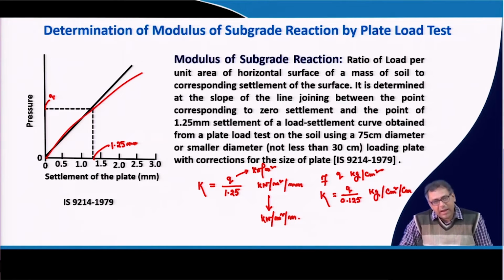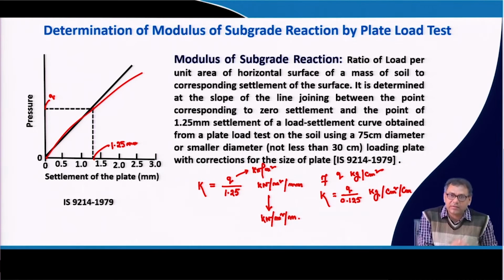Okay. And as I mentioned, when you do the plate load test, you do the test for a plate with diameter in between 30 centimeter to 75 centimeter, and do not take a plate size less than 30 centimeter, and after 75 centimeter diameter not much variation of the value is observed. So, it is recommended you take a 75 centimeter diameter plate, but you can take a smaller size plate, but if you take the smaller size of the plate, then you have to apply some size corrections.